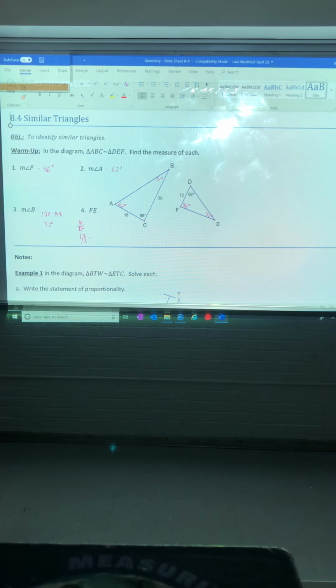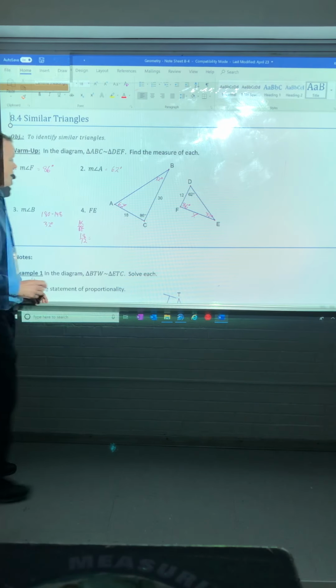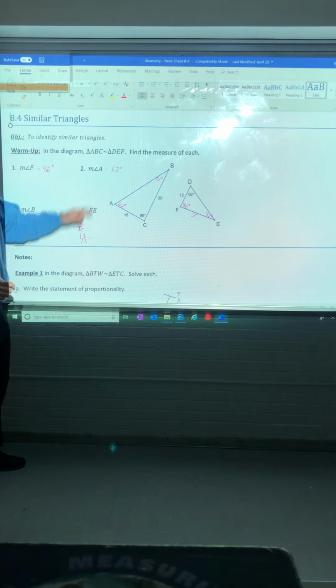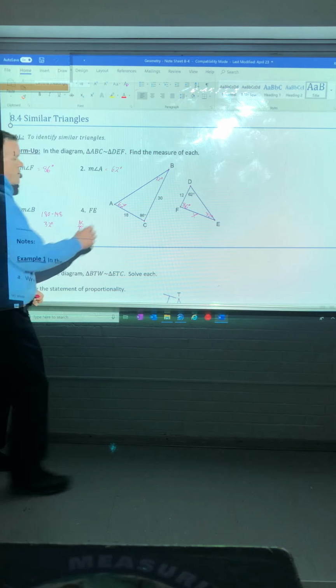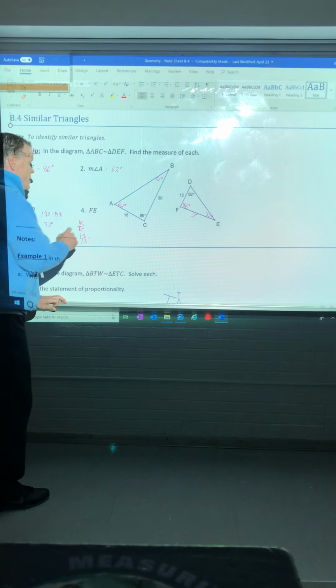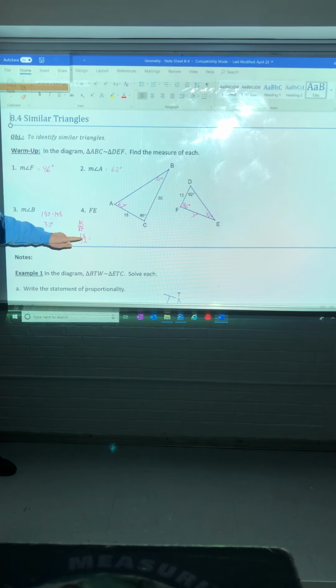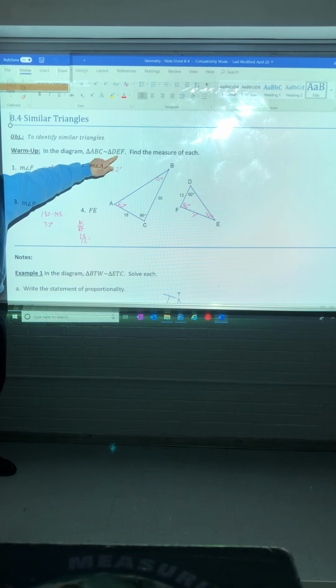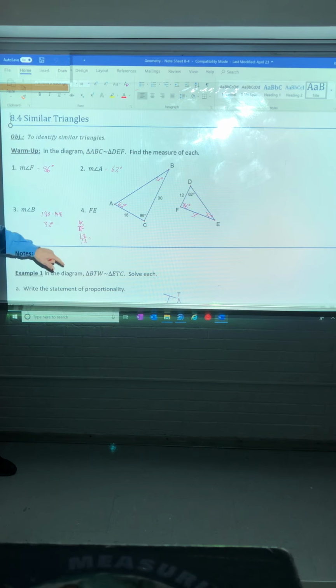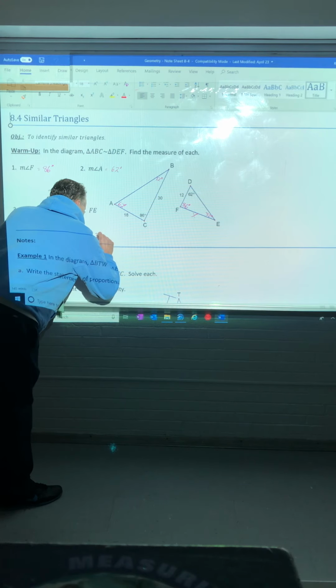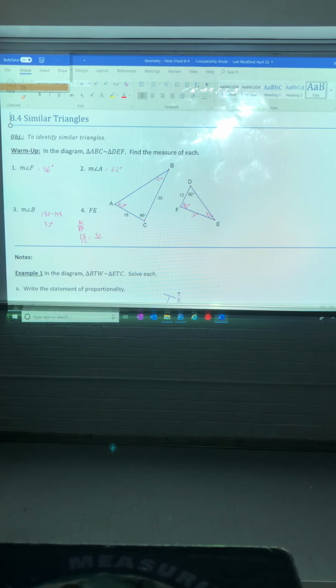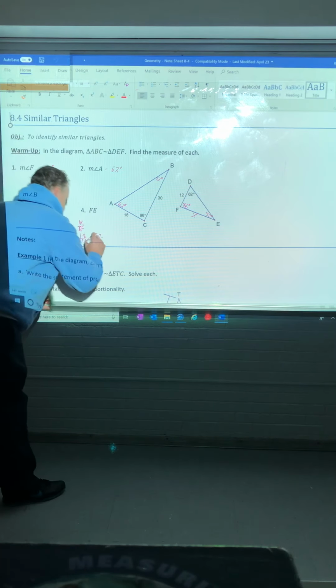And to find FE, that's what we need to find. We can make that our X, okay? And FE is going to be in line with CB, okay? CB right here. FE is in line with CB, all right? So what we have to do, and again, we're going from this triangle to this triangle, so we're going to do CB, that's going to be 30 over FE, which is going to be our X.